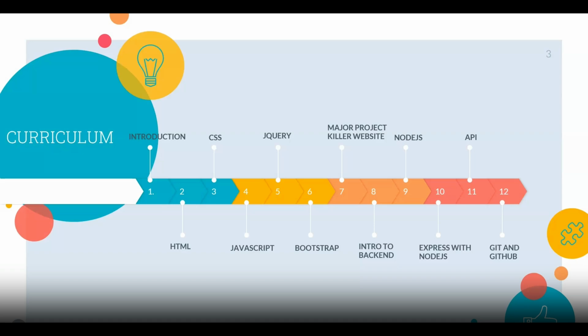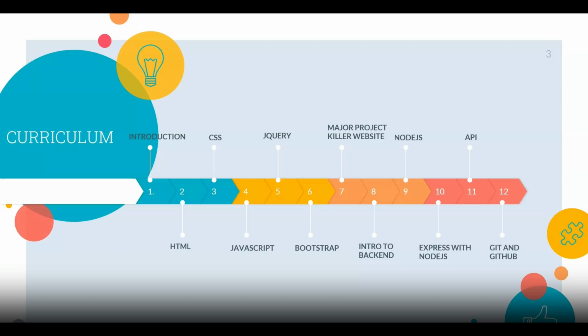After that, we have Express with Node.js. So in this section, we will see how we can use Express.js framework that is present inside Node.js. Next one is API. So in this API section, we will see how we can use an API in order to fetch some data from other website and use that particular data on our own website.